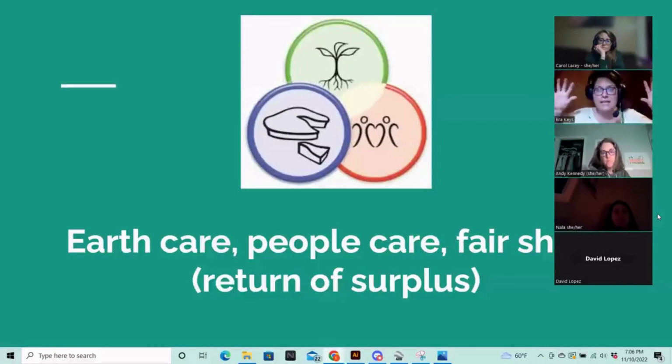It also is interlaced with every other one, because when we are thinking of the earth first, we are also thinking of fair share. When we are thinking of the earth first, we're thinking of all the other humans that are also on this earth. Because when we are returning that surplus, when we are giving and receiving from the earth, we are also taking care of the other humans that are also in that same relationship.